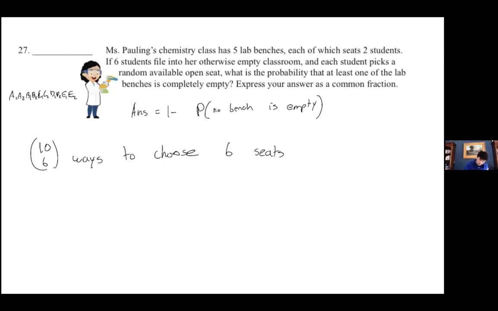And next, the 6 students come in and they choose 6 seats. So that's the denominator. Now we have to figure out how many of these result in every single lab bench having at least 1 student. So in order for that to happen, it has to be 6 into 5 spots, which would have to end up being 2 in 1 lab bench and 1 person in each of the 4 other lab benches. That's the only way that this is possible.